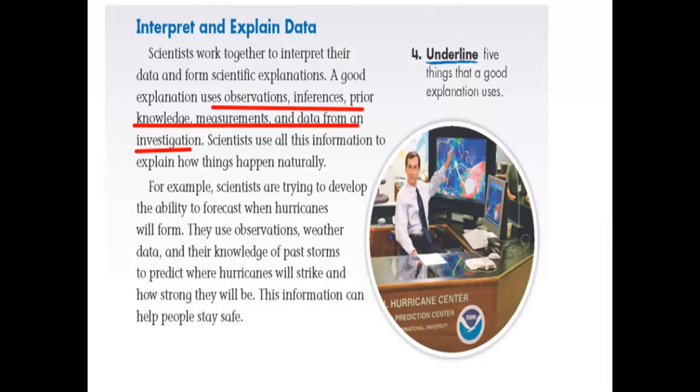Now here, underline 5 things that a good explanation uses. As I told you, observations, number one. Number two, who can tell me another one? Inferences, excellent. Prior knowledge, who can tell me also? Measurement and data from an investigation.